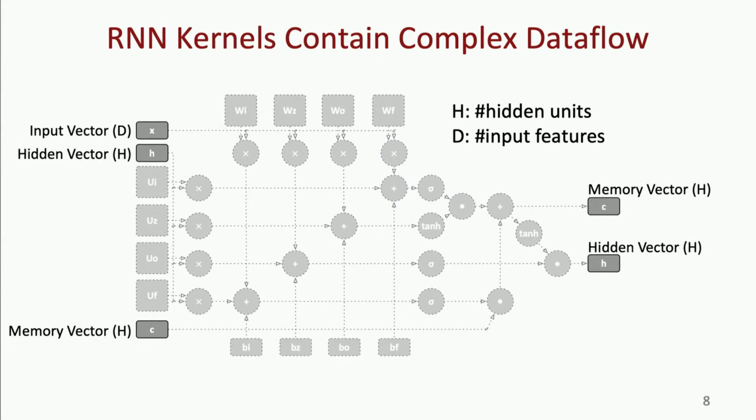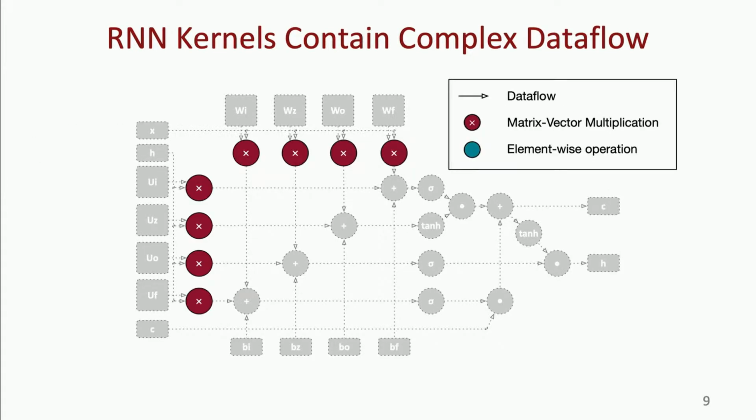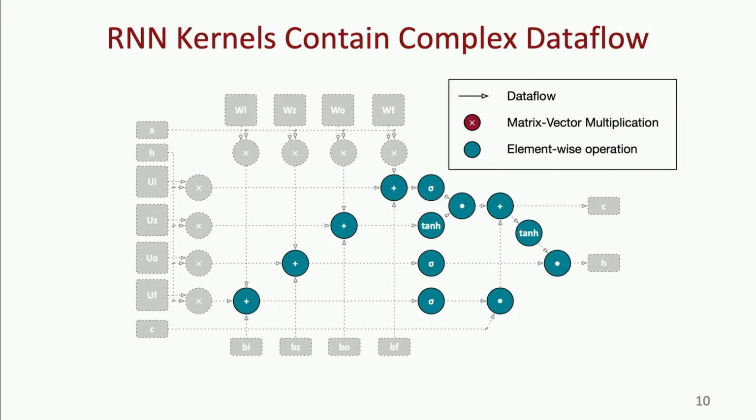During execution, the RNN kernel first consumes an input vector, a hidden vector, and a memory vector. At the end, it generates a new memory vector and hidden vector. The execution of this data flow can be divided into 2 parts, where the first part contains 8 matrix vector multiplications, and the second part contains 13 element-wise operations. As you can see in here, the data flow of this RNN kernel is quite complex.